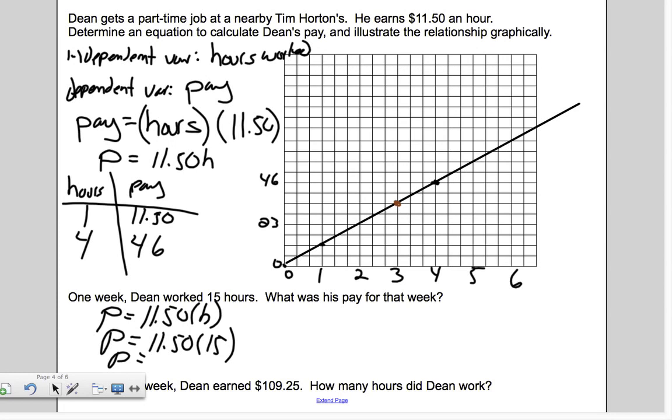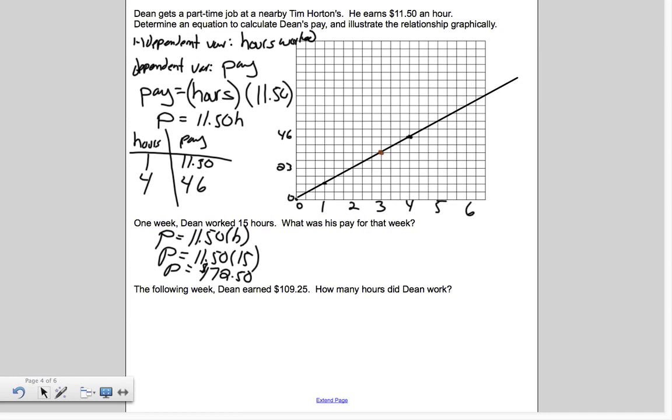And that is 172.50. I knew it. I'm making money. So given the input, which was the hours worked, we could figure out his pay. Now how do we answer the other question?